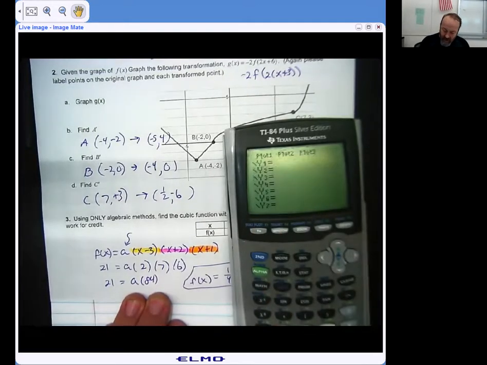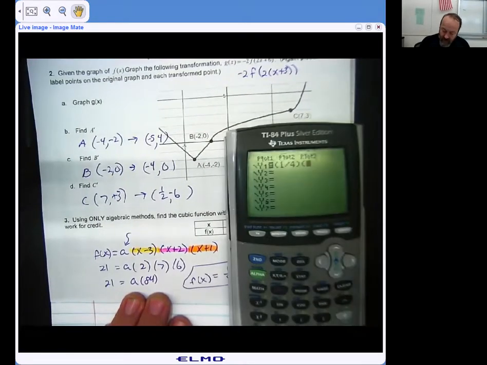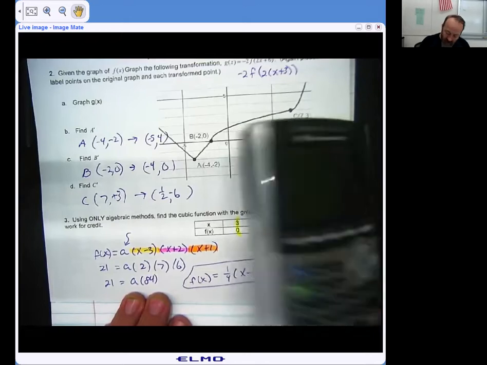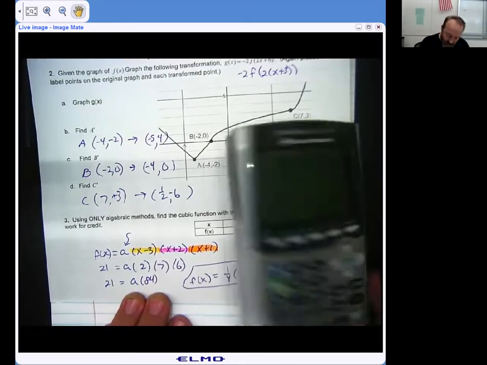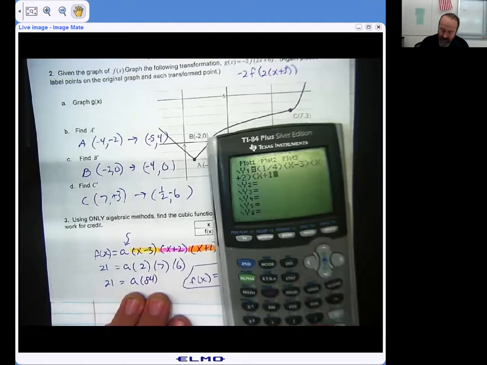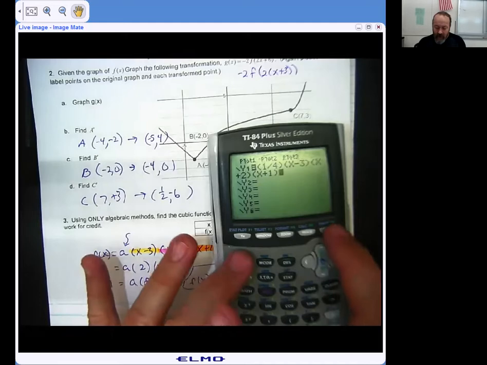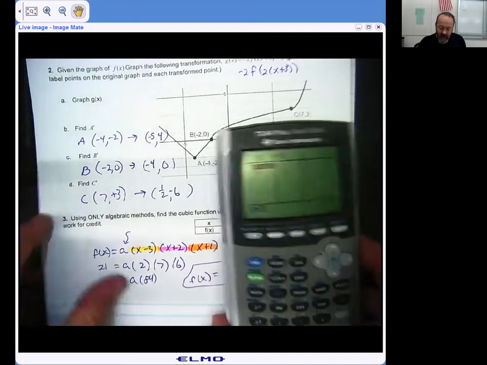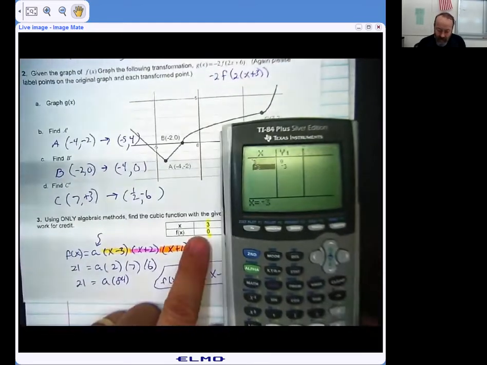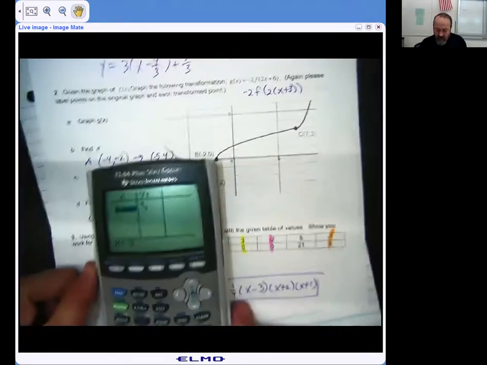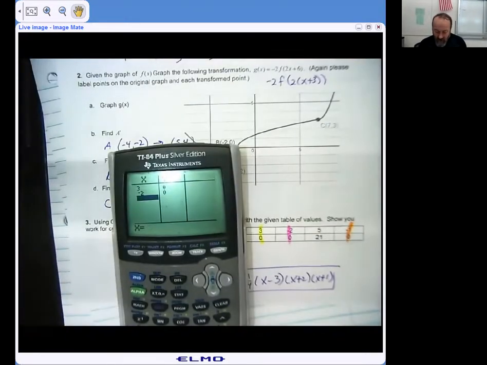We can type in 1/4 times (x minus 3)..., and it is worth noting that I know a lot of students started multiplying this problem out, but it never specifies that it has to be in standard form. So I'm going to look over here at my table, and according to this, if I plug in 3, I'm supposed to get 0. If I plug in, excuse me, -2, I'm supposed to get 0. 5 is supposed to be 21, and -1 is 0. So it appears that I did a pretty good job.